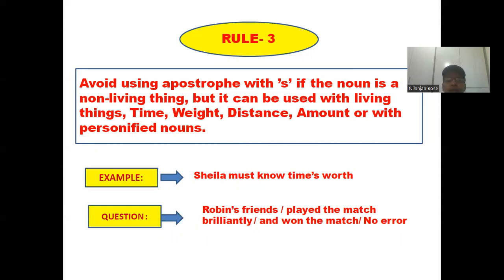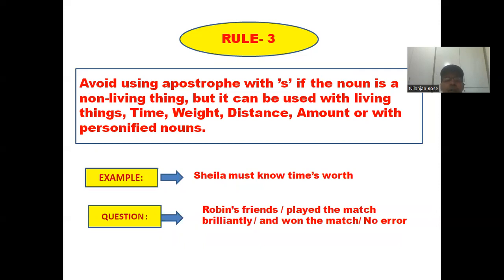If you go through the example, it is written that Sheila must know time's worth. As I have already told you through the rule, if you're writing the word time, it can take the apostrophe. Here it is, time's worth. So the word time is taking an apostrophe, which is perfectly all right.